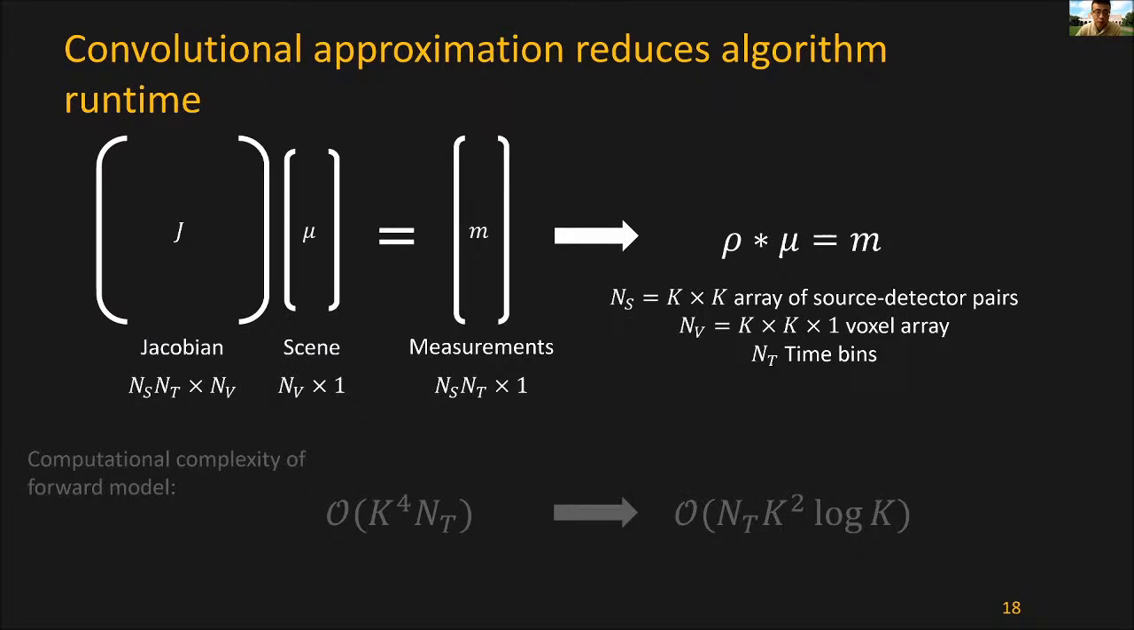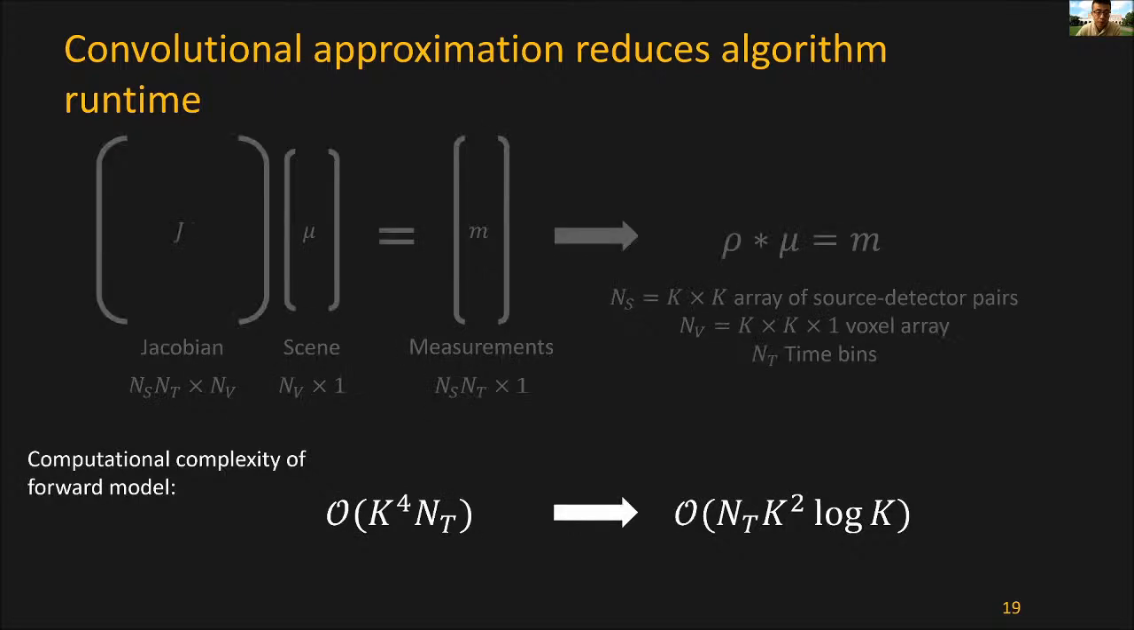We can also apply a convolutional approximation rather than a full matrix vector product. We consider a k by k source detector array, as well as k by k voxels and nt time bins. For the linear model, the computational complexity is k to the 4th times nt, whereas using a convolutional approximation, this becomes k squared log k times nt.